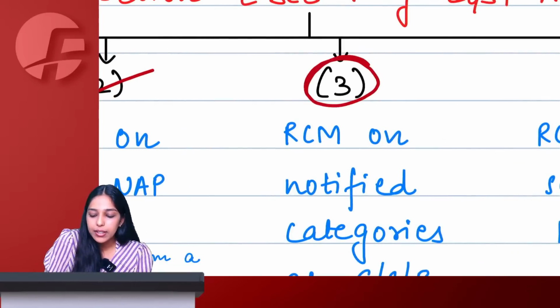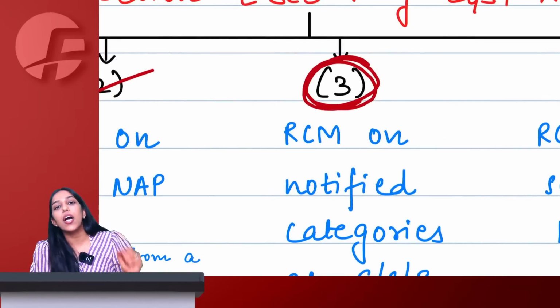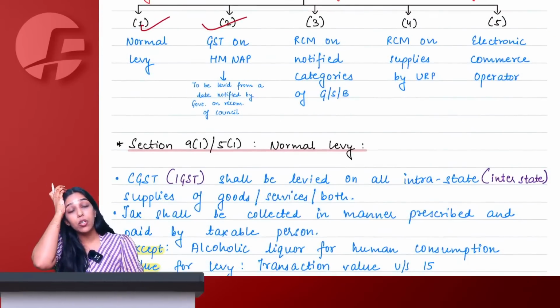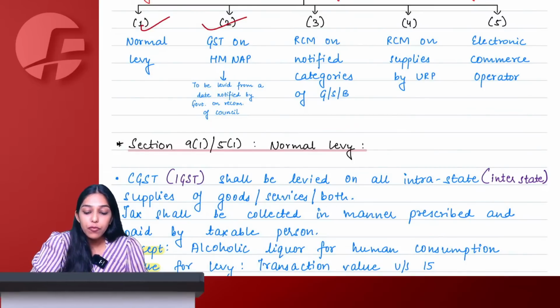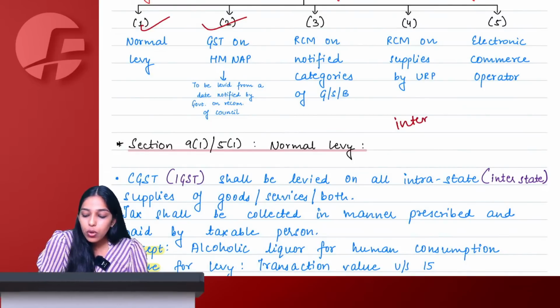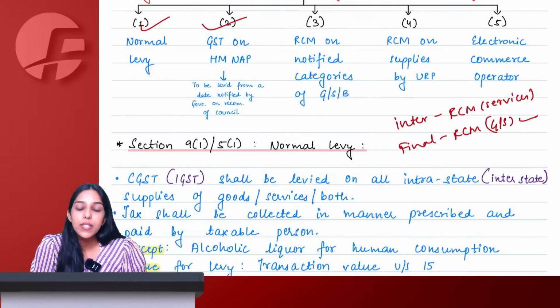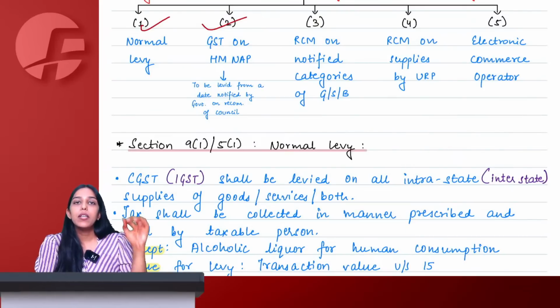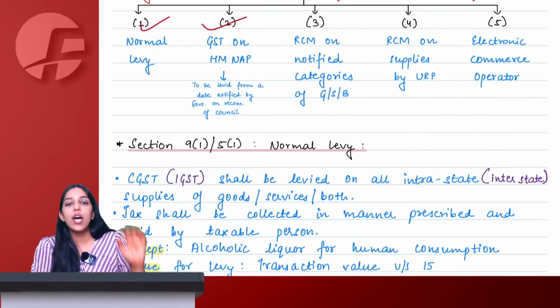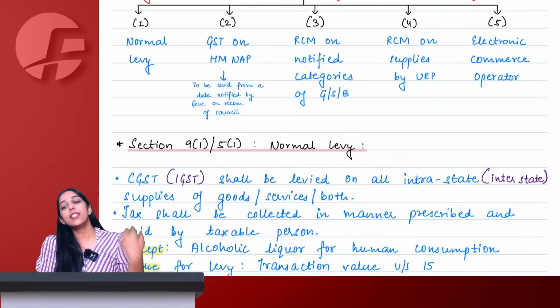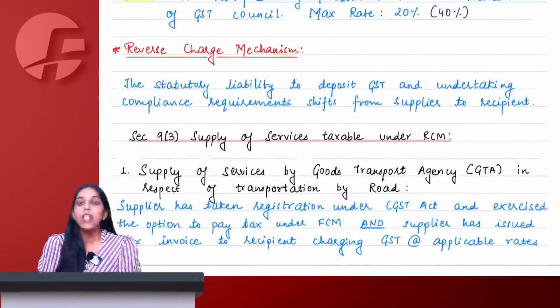Then moving on to section 9.3, which talks about reverse charge mechanism. There are certain goods and services. Earlier, RCM on goods was not applicable in your syllabus, but from now onwards, in Inter, only RCM of services is applicable, but for Final level, RCM of goods as well as services, both are applicable in your syllabus. So we have to study both the list of goods as well as services which are liable under reverse charge mechanism. So there are some notified goods or services on which RCM applies.